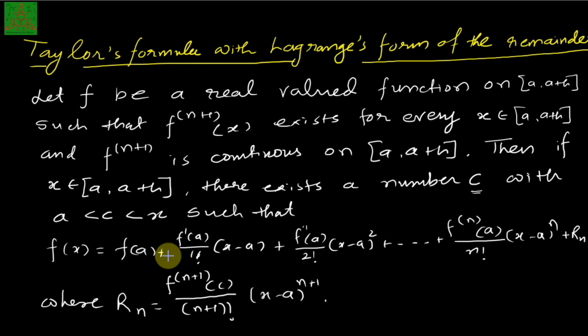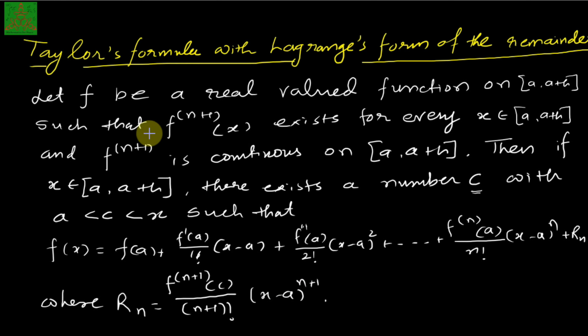That means f of a plus f dash of a upon 1 factorial into x minus a, plus f double dash, that represents the second derivative, divided by 2 factorial into x minus a square, and so on, up to the nth derivative of f at a upon n factorial into x minus a power n, plus Rn. That Rn is known as the remainder term, and Rn is equal to the n plus 1th derivative at c, where the value of c is between a and x, upon n plus 1 factorial into x minus a power n plus 1.